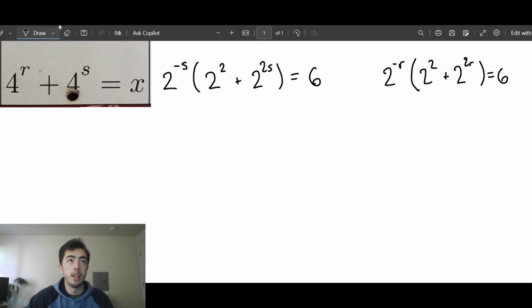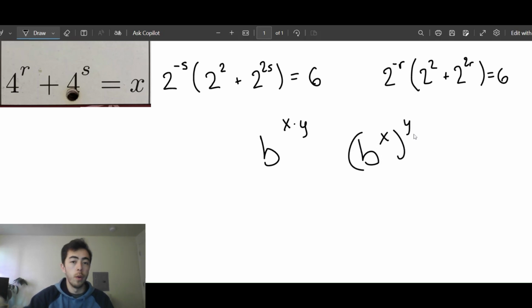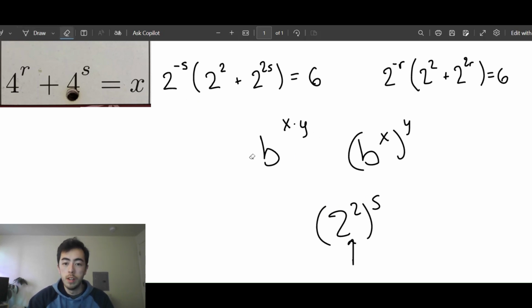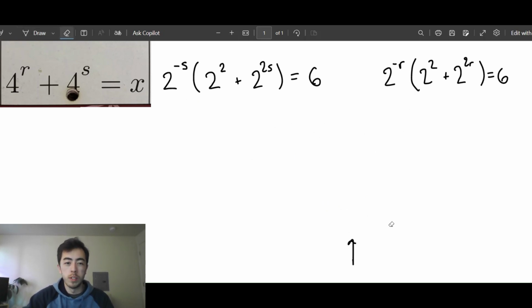There is an exponent rule that you could use where if you have some kind of base to the power of multiplied exponents, you are totally allowed to evaluate the exponents one at a time. And in this case, I'll do 2 to the power of 2 and then the power of s, and then here's where that 4 is that I wanted.